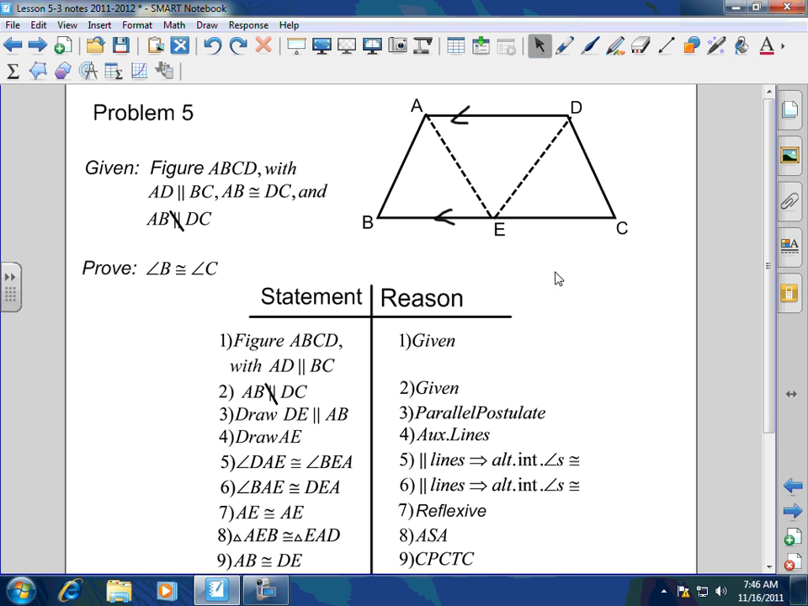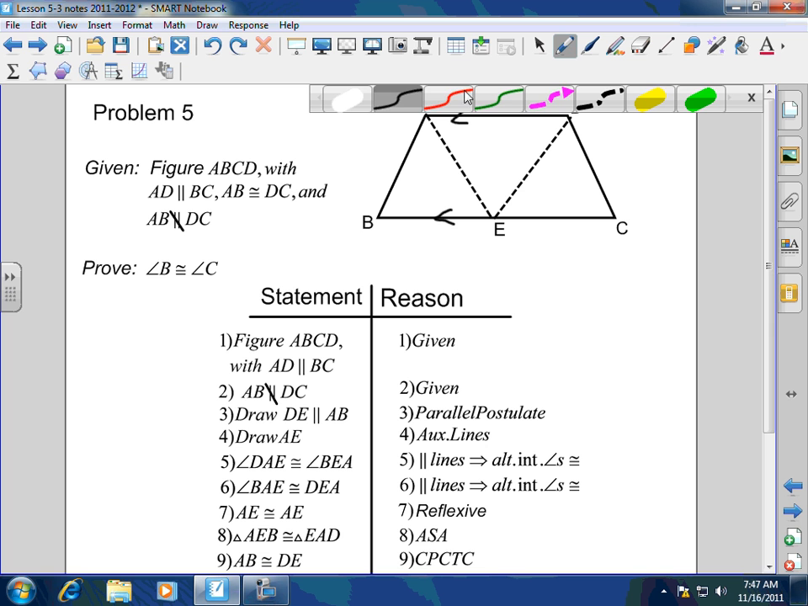So now we've got DAE and we've got BEA. So we've got the Z. So alternate interior angles are congruent because the lines are parallel. Then we have BAE congruent to DEA. Again, we've got the Z. From here, AE would be congruent to itself because of reflexive.